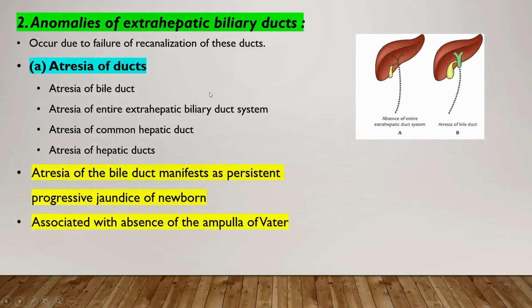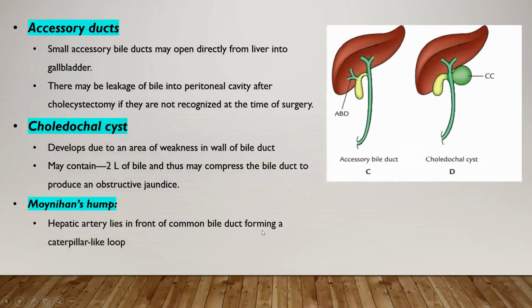Anomalies of extrahepatic bile duct. There can be atresia of duct. So atresia of bile duct, or the entire hepatic biliary duct system can be absent. There can be absence of common hepatic duct. There can be absence of hepatic duct. Atresia of the bile duct manifests as persistent progressive jaundice of newborn, and it can be associated with absence of ampulla of Vater. There can be accessory duct, there can be choledochal cyst, there can be Moynihan hump.